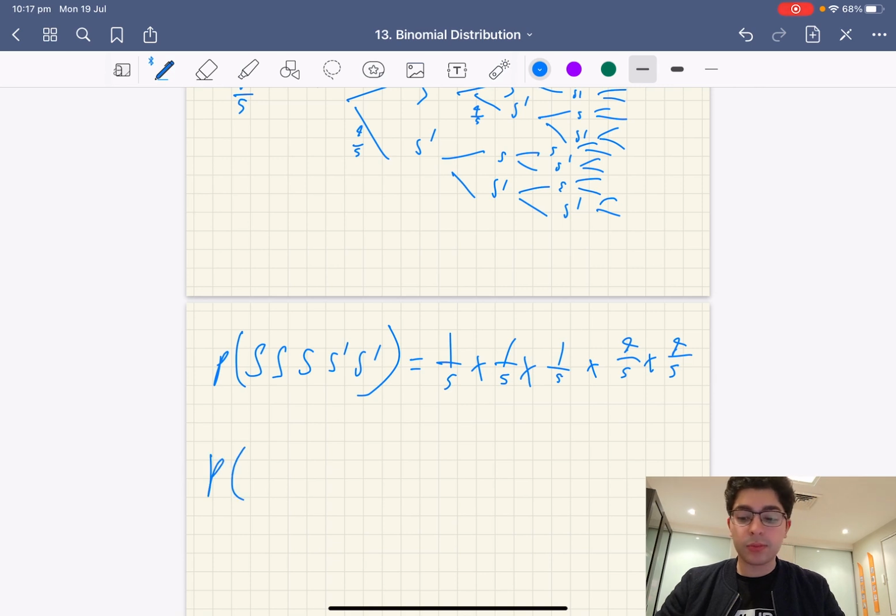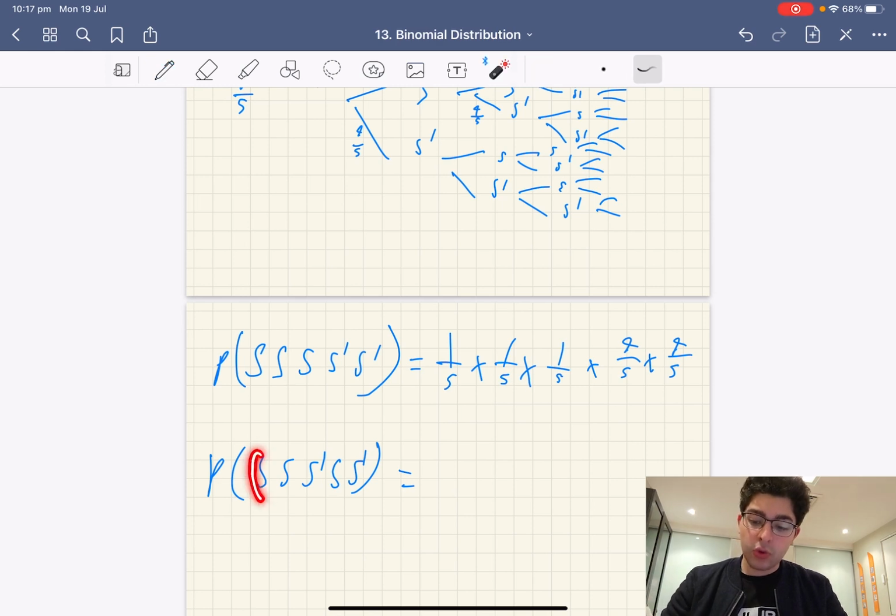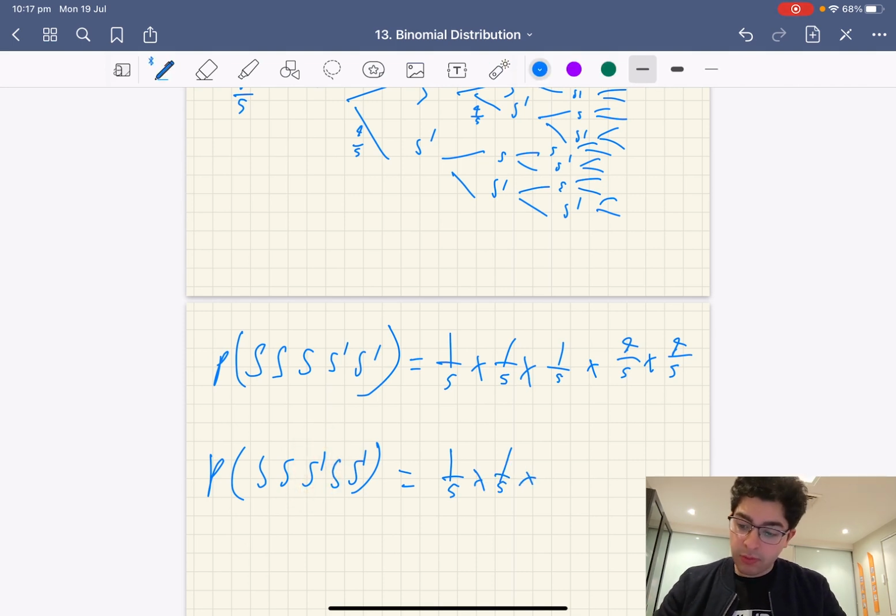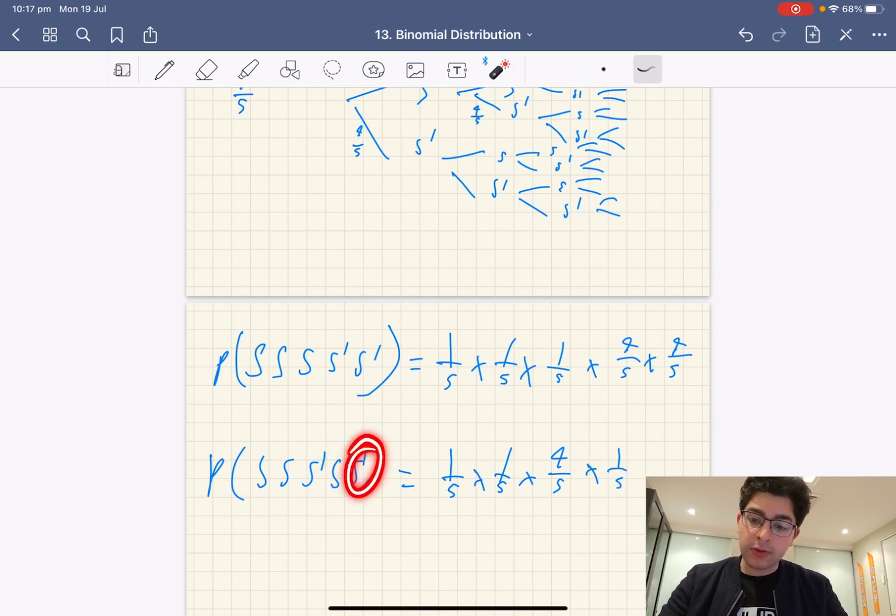Similarly, now let's think about this. Probability of score, score, miss, score, miss. The probability of a score is 1/5, times the probability of the second score, 1/5, times the probability of a miss, which is 4/5, times the probability of another score, which is 1/5, times the probability of another miss, which is 4/5.